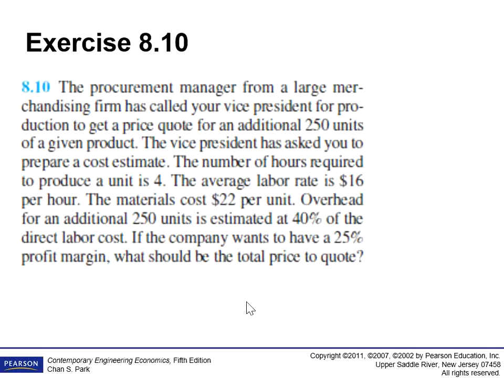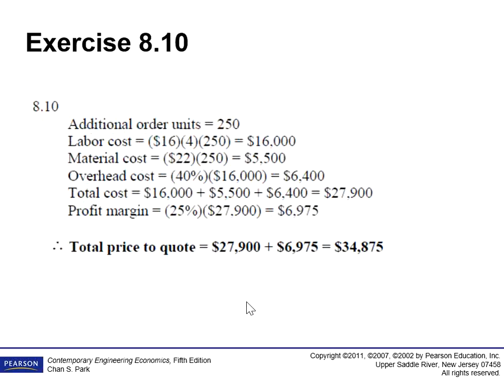Okay, so numbers are very clear, so you just need to plug in, right? So labor cost is 16 times 4 times 250, because we are producing 250 units in this example. So 250 times labor cost for 1 unit, 250 times material, and overhead is 40% of direct labor, as given in the question. So you have labor, material, overhead. If you add these 3, this is your total cost.